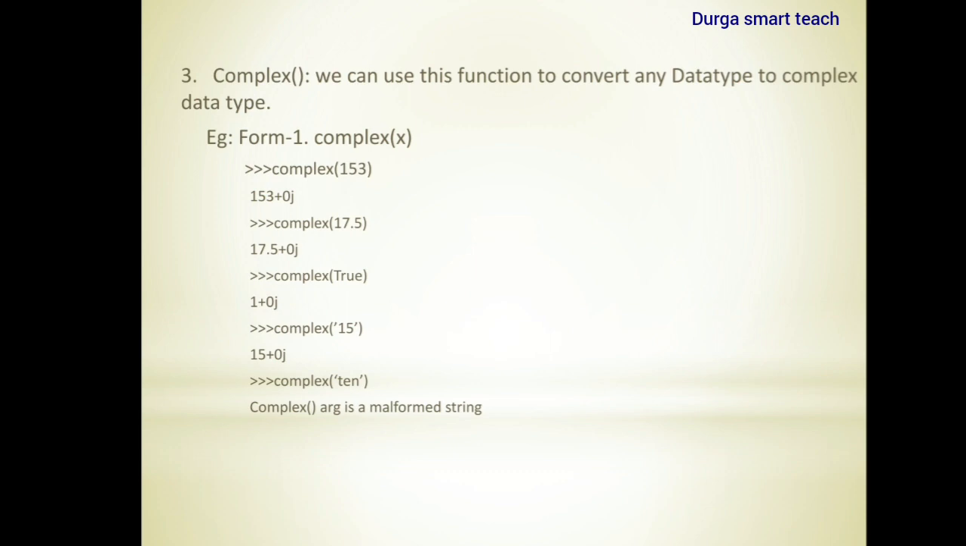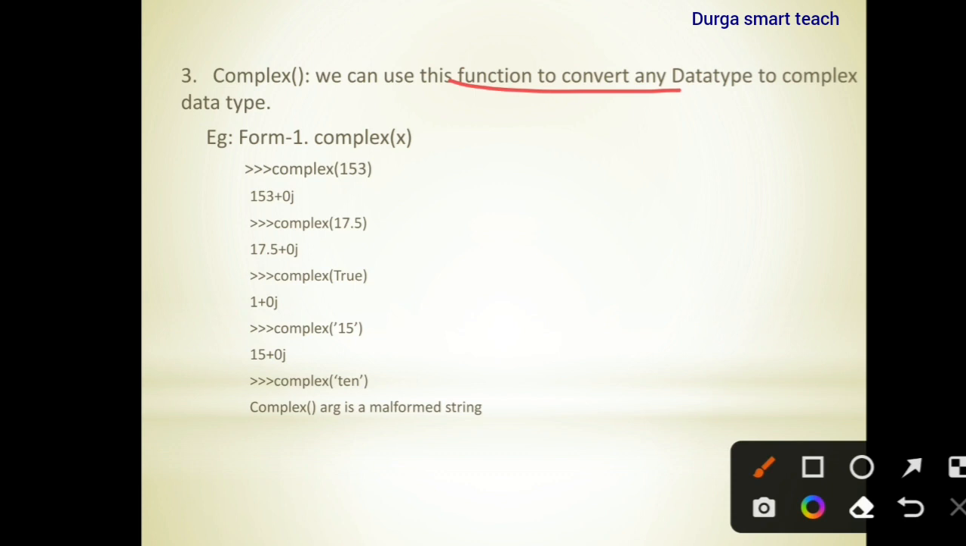Next, the third function is complex. The complex function is used to convert any data type to complex data type. Here it has two forms. The first form is complex of x, where x is any data type value. See the examples.